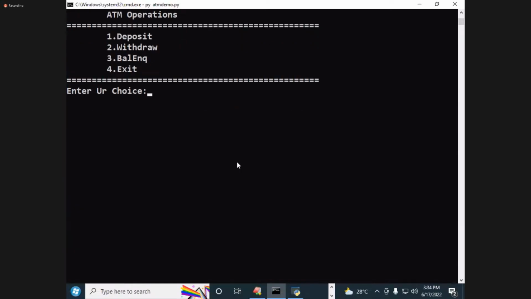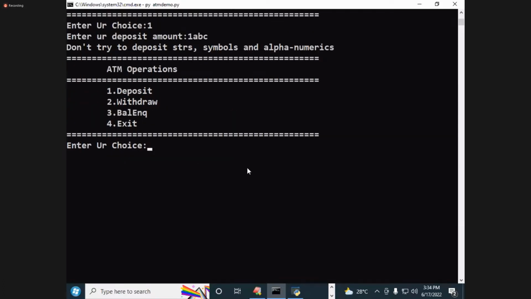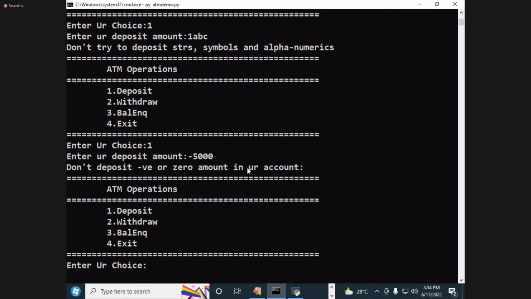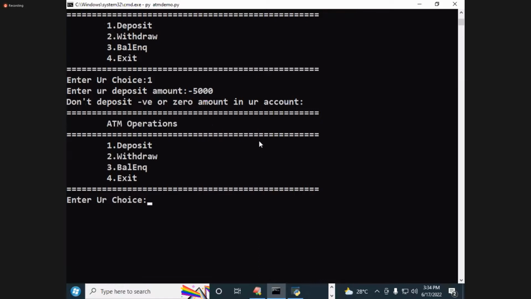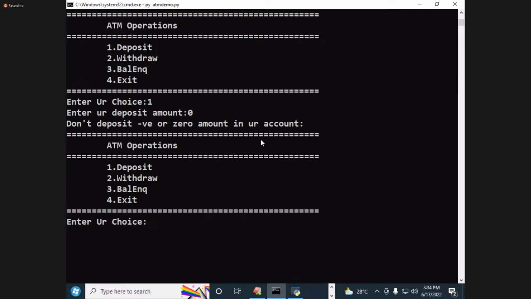Manasa said 1 ABC. 1 ABC is called value error. See that. Don't try to deposit strings, symbols, and alphanumerics. Manasa, are you understanding? Right. Enter your choice. So minus 5,000. Don't try to deposit. Don't deposit negative value or zero amount in your account. When you write a check with zero amount and give it to the bank clerk, he will throw it away. Zero amount, waste of my time, get out.